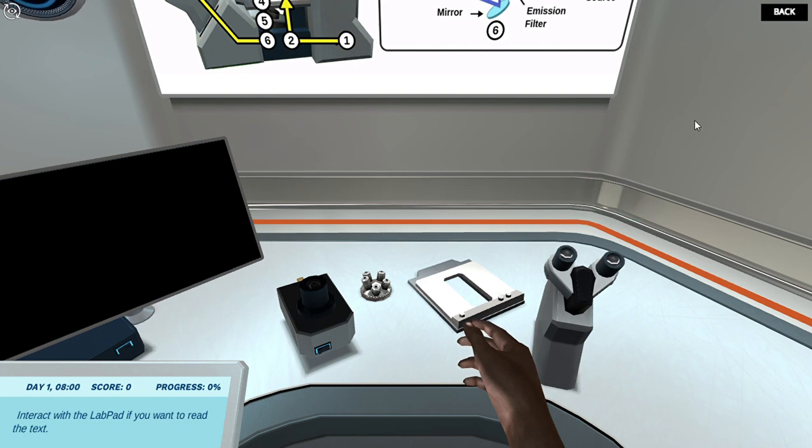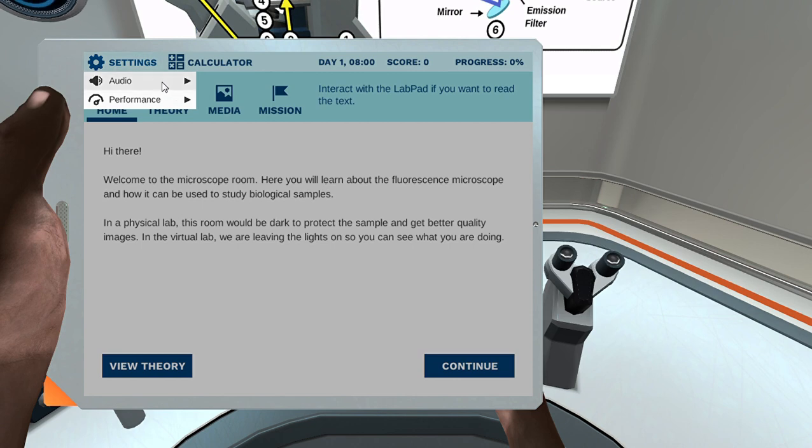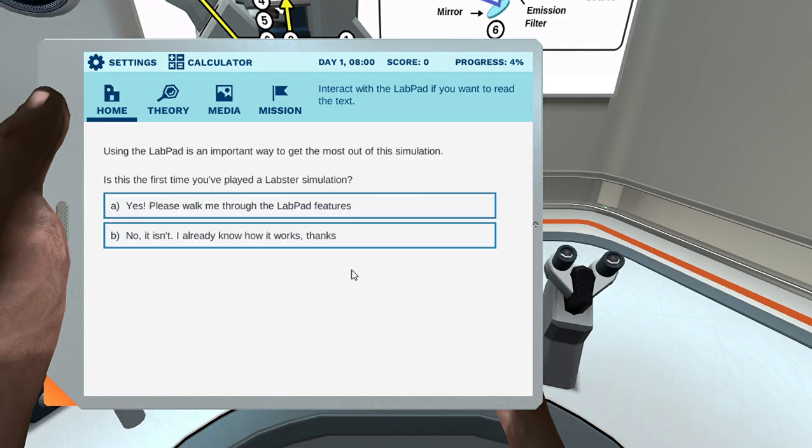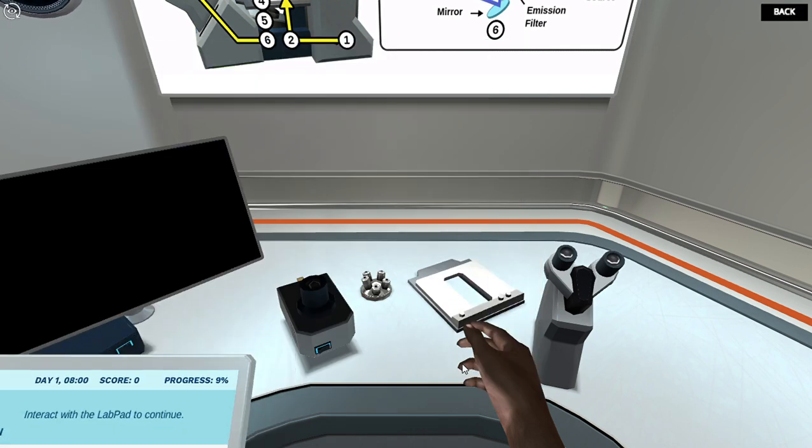and how it can be used to study biological samples. In a physical lab, this room would be dark to protect the sample and get better quality images. This simulation uses voice. Using the lab path. Perfect. Then let's get started.